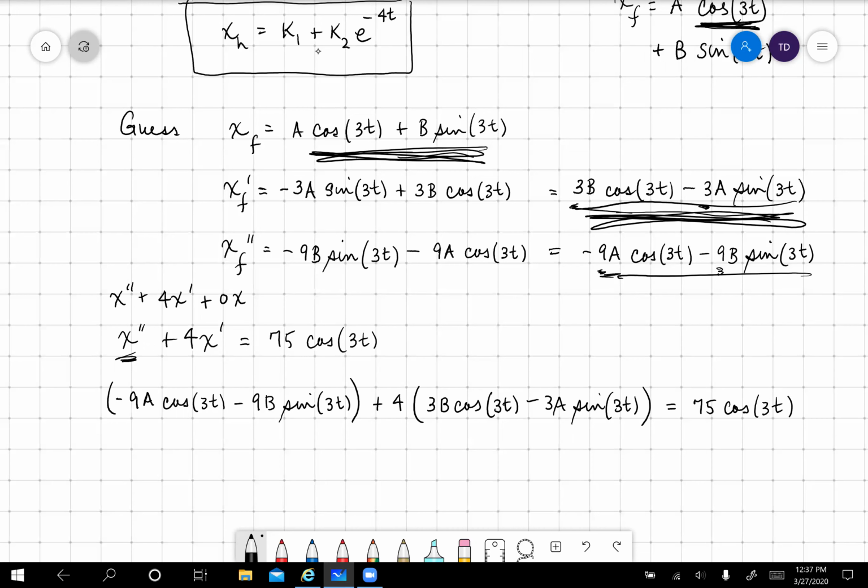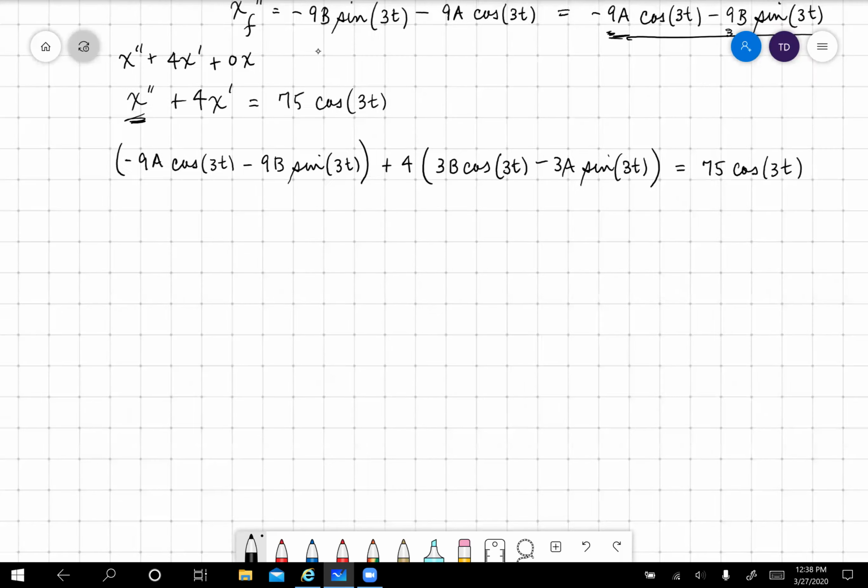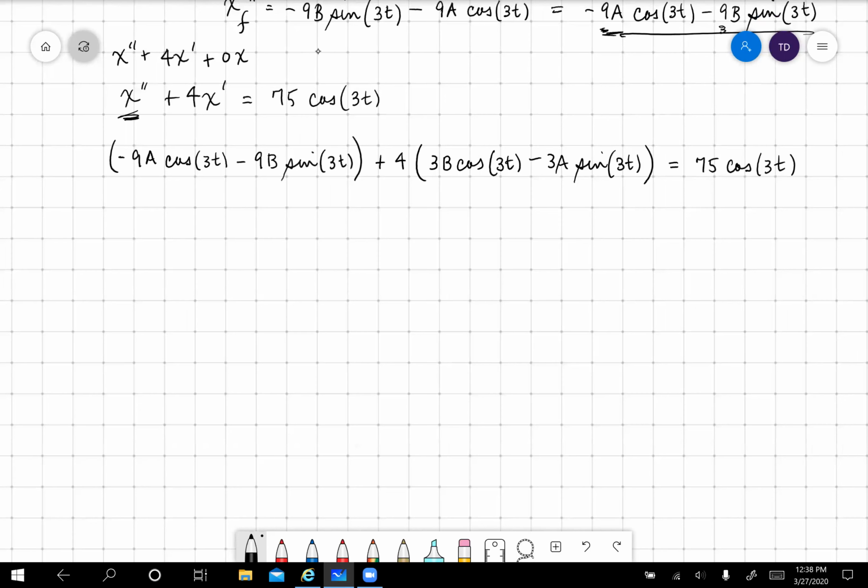So all of this is just equal to 75 cosine of 3t. Now, we're going to group like terms and compare coefficients. So I'm going to take all my cosine terms. For my cosine term, I've got this one and this one. Here we go. Minus 9A plus 12B all multiplies cosine of 3t.